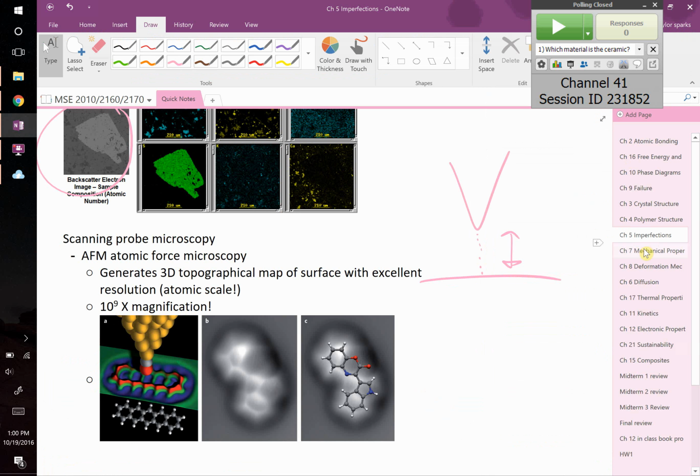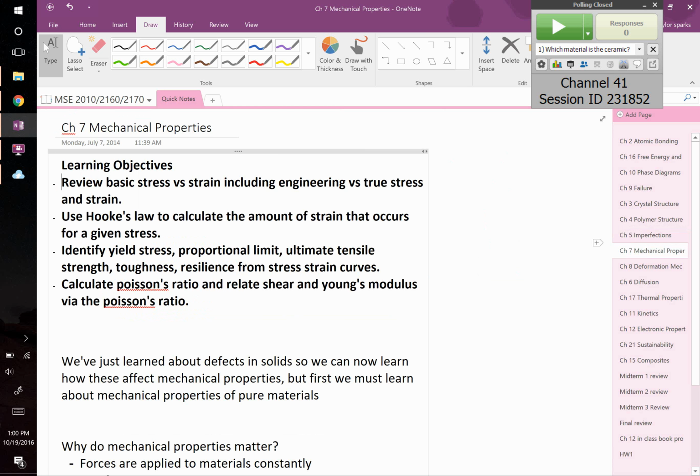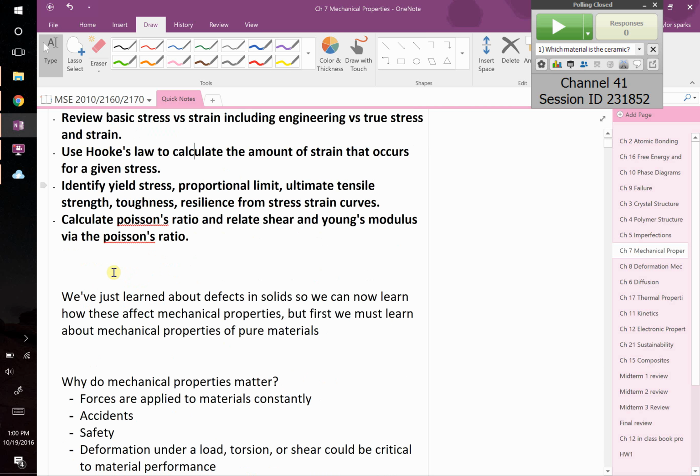Okay, that's chapter 5. We're going to skip chapter 6 and come back to it in a couple. Let's go to chapter 7, which is mechanical properties. So our objectives for today, what do we want to learn? We're going to review basic stress and strain, which you should have seen in high school, I'm guessing, or mechanical engineers in your intro course. So we'll be brief on that. We'll talk about Hooke's law, which most of you will have seen. You've all taken physics. We'll identify yield stress, the proportional limit and ultimate stress. We'll talk about strength, toughness, resilience, and how we get these from stress versus strain curves. And I think we'll have time to get to Poisson's ratio by the end, okay?